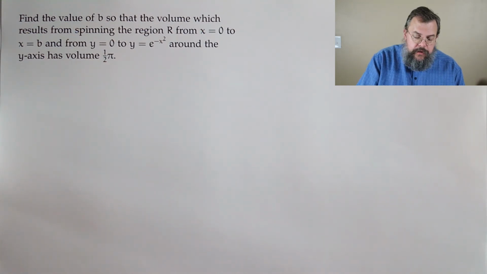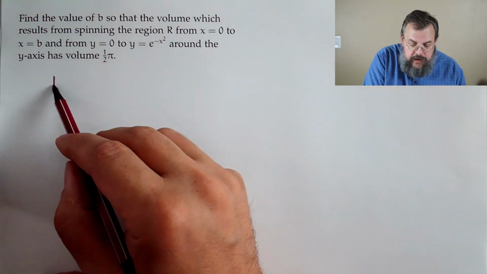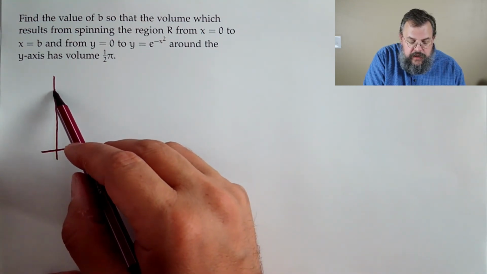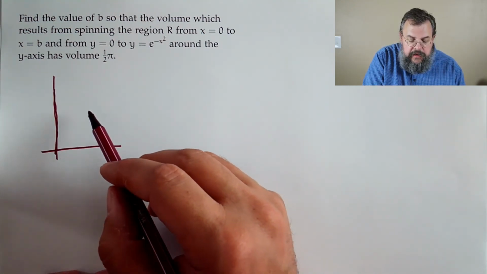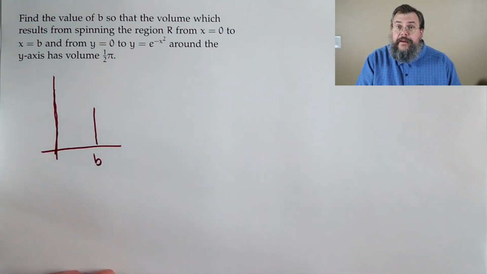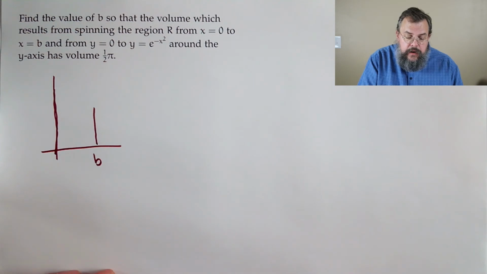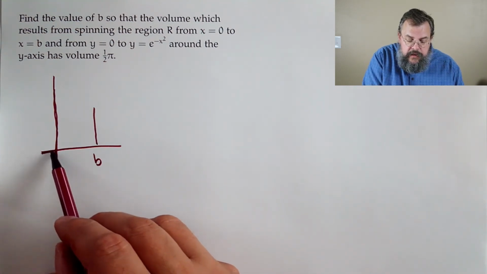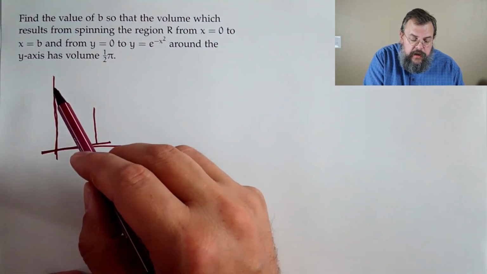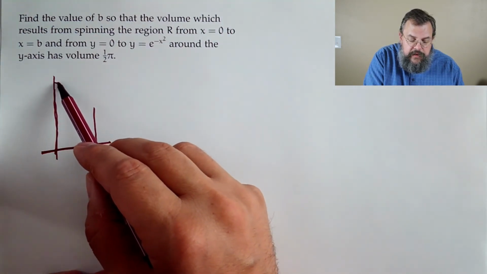All right, we draw ourselves some axes here. We're going from x equals 0 to x equals b. Well, we don't know what b is. We have to find it. And now we're going to go from y equals 0, which is here, to y equals e to the minus x squared. Well, that actually is a kind of a famous curve.